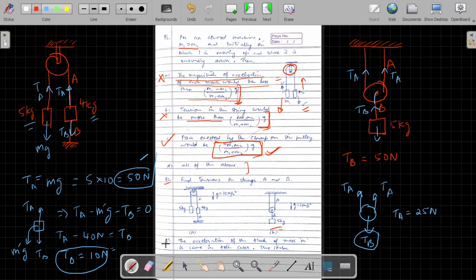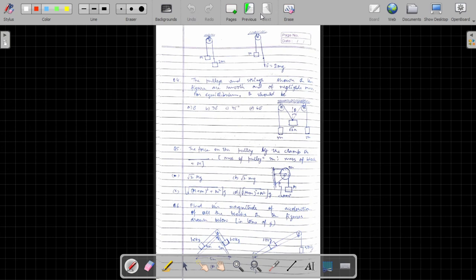So let us do one more question. The acceleration of the block of mass m is the same in both the cases. True or false? So this is the figure which we are looking for. So this is the mass m in figure number 1. This is the mass m in figure number 2. So the question is saying that in both the figures the acceleration of mass m would be the same.